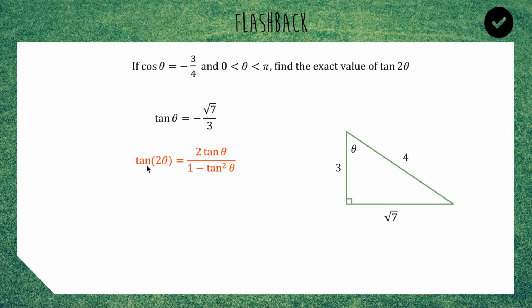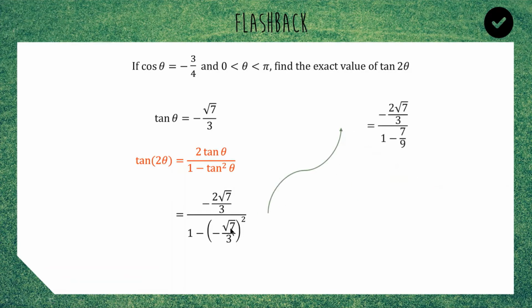So to find tan 2 theta, we just need to do 2 tan theta, which we just found, over 1 minus tan squared. So now it's just a bit of surd algebra. We have 2 times our answer before up top, and on the bottom we're just squaring it. If we square this, we get 7 over 9, and it's positive, so we have 1 minus 7 over 9. 1 minus 7 over 9 is, of course, 2 over 9.